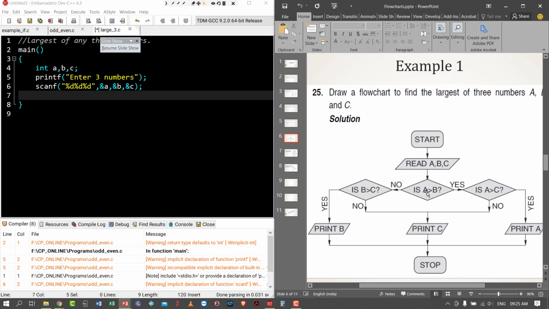Then what condition am I going to check? I am going to check if a is greater than b. So I am writing if. Here it is a capital letter, but here I have to use small letters because I have declared small a, b, c. If a greater than b, then from if a greater than b, I have a yes part and also a no part. No part means else statement. Yes part means inside that if a greater than b.